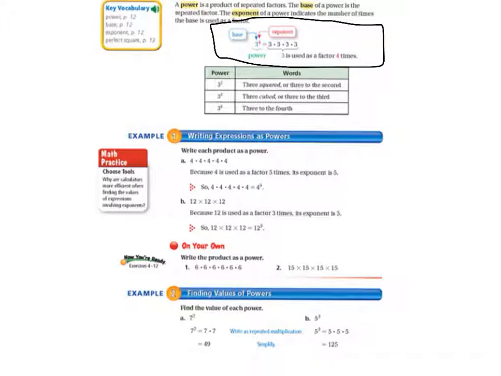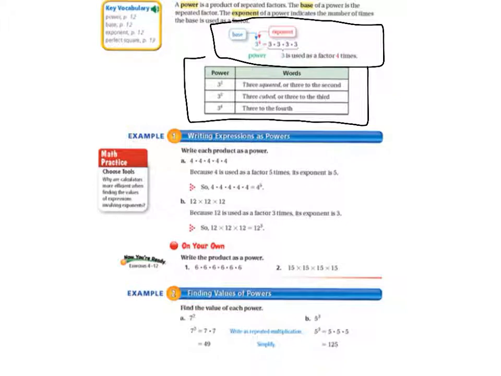Here's a nice table that tells you the words that go with powers. So 3 to the second power is sometimes called 3 squared. And 3 to the third power is sometimes called 3 cubed. And 3 to the fourth power is called 3 to the fourth. Take some time, pause the slideshow, and copy this table in your notes.